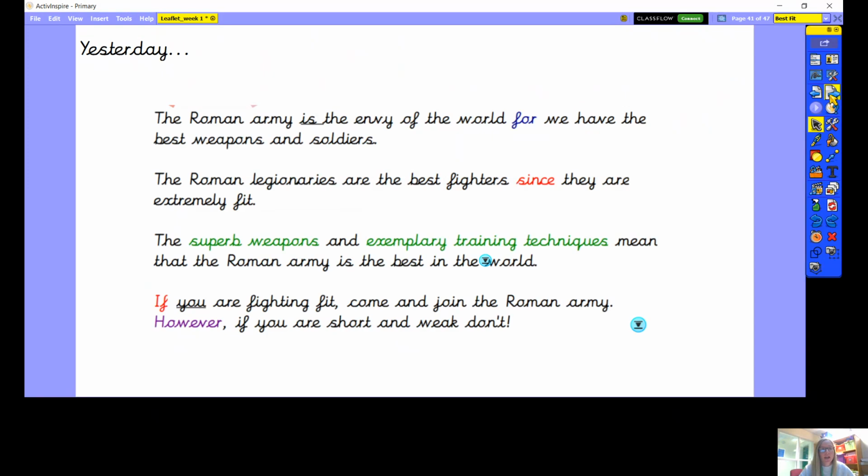Okay, brilliant. Let's think about what we did yesterday. Yesterday you wrote some sentences about the Roman army. Here are the examples that Mrs. Anderson wrote with you. These sentences will help you to add some good sentences into your paragraph. So use your work from yesterday to help you and put them into a paragraph. Remember, when we write a paragraph, your sentences will link together and go one after the other. They won't be individual sentences.